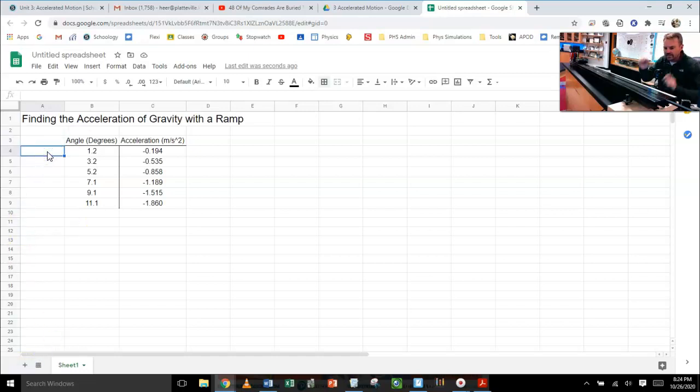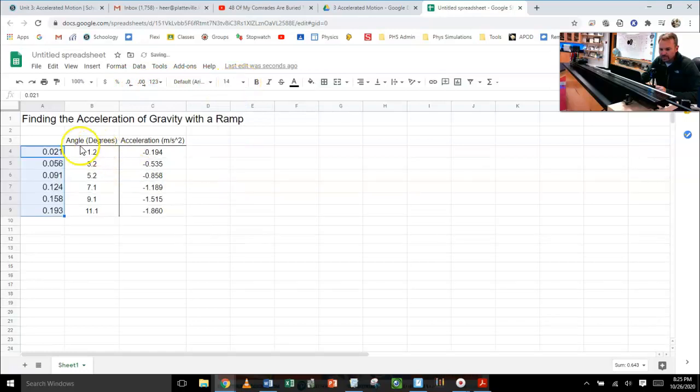So here are the sines of all those angles. This one's 0.021, the sine of 1.2 degrees, 0.056, 0.091. And the sine of 7.1 is 0.124. The sine of 9.1 is 0.158. And the sine of 11.1 is 0.193. So these are the actual numbers that we're going to graph as our x values, our independent variables, the things that we as the experimenter are controlling.